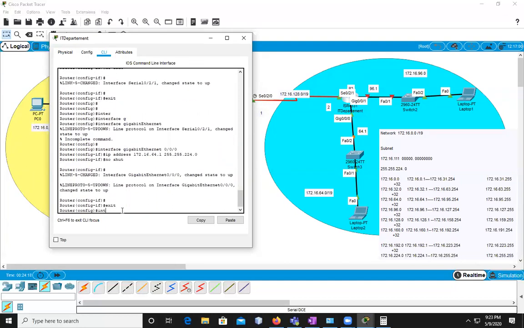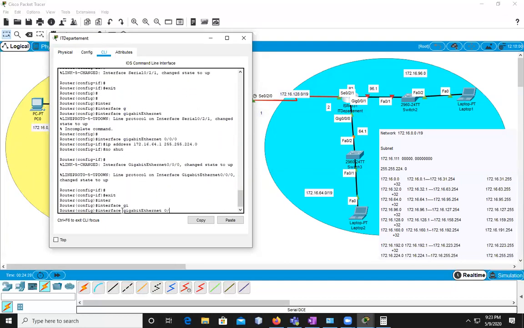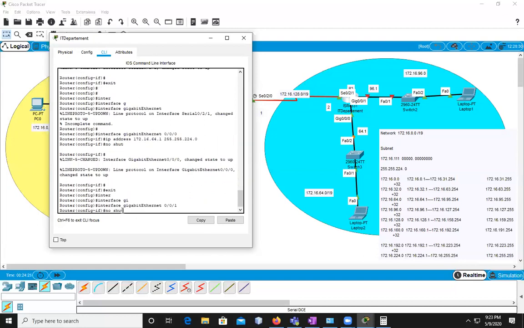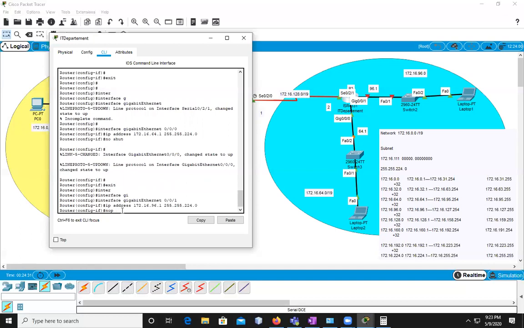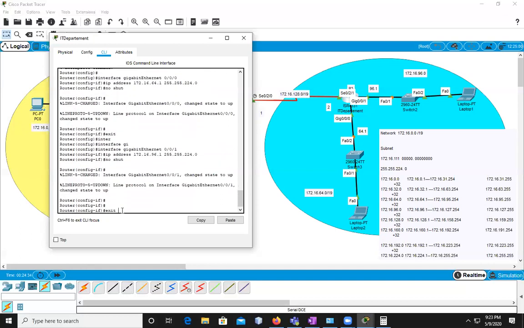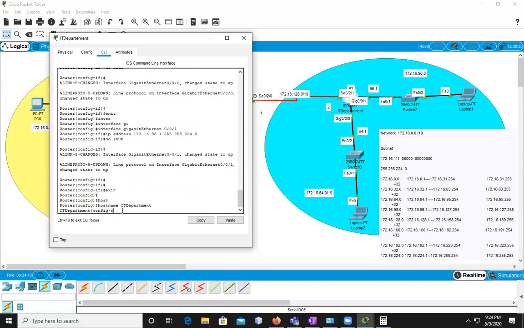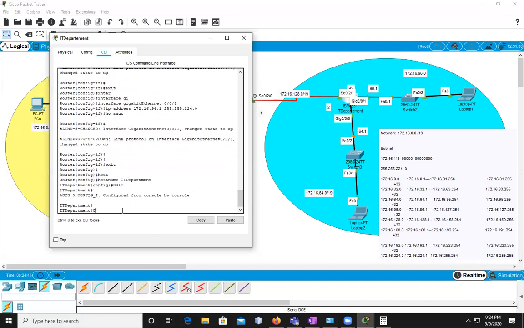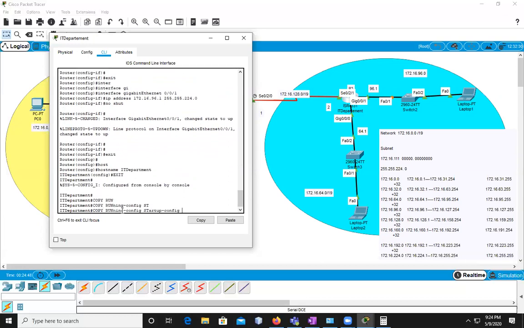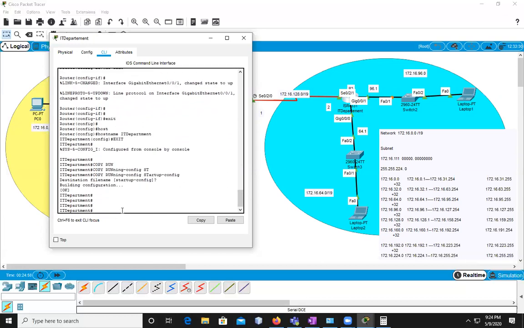Exit from this interface, then gigabit ethernet 0/0/1, which is the right hand side one. IP address here, it's a 96 network. That means we just have to replace 64 with 96. That's it. And no shutdown. Clear? Exit. Host name is IT department. That's it. Exit from this. Copy running configuration to startup. Khalas. Okay.